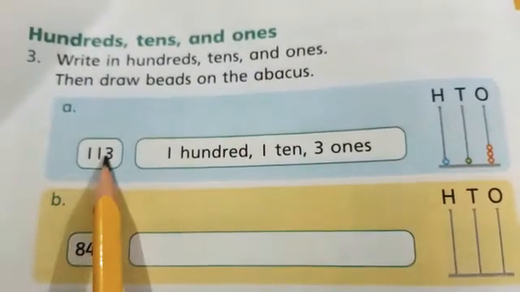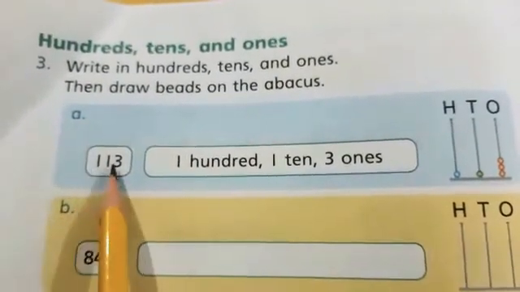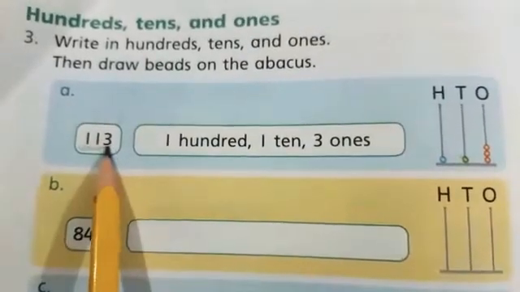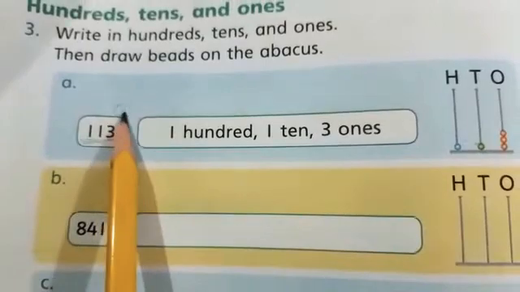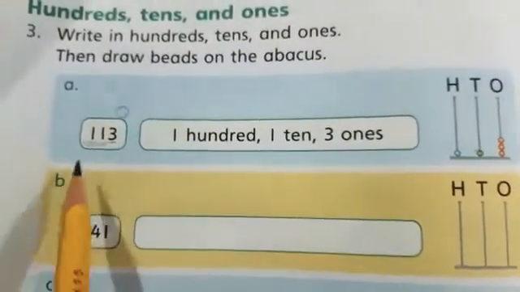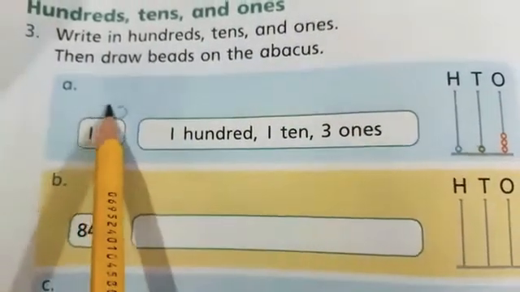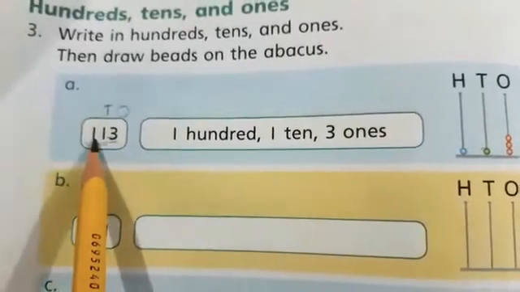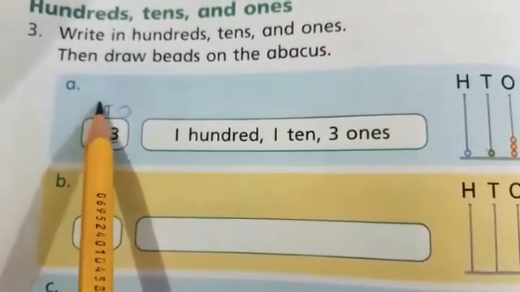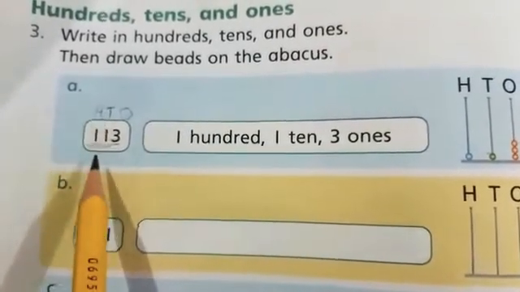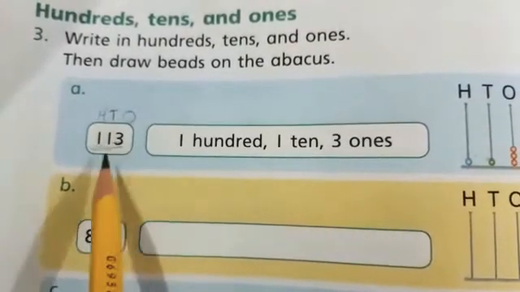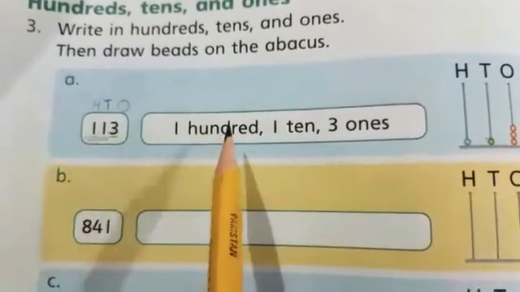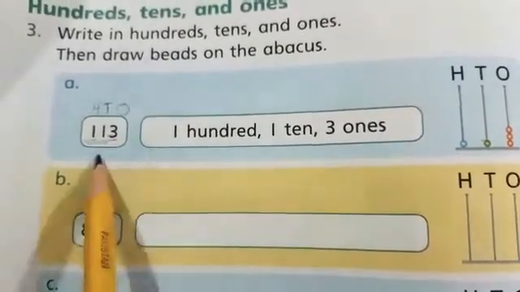This is 113. What is the place value of 3? The place value of 3 is ones. The place value of 1 is tens. And the place value of 1 is 100. So it is 1 hundred, 1 tens, 3 ones. Write these digits with their place values.